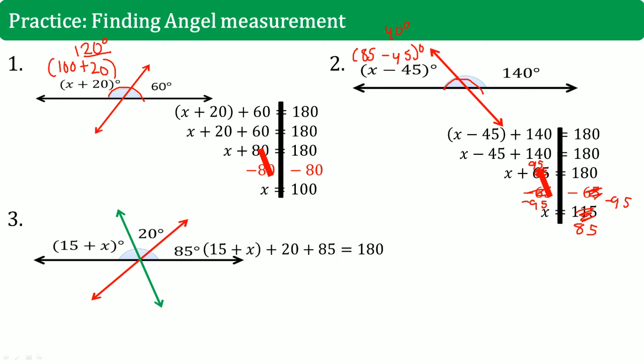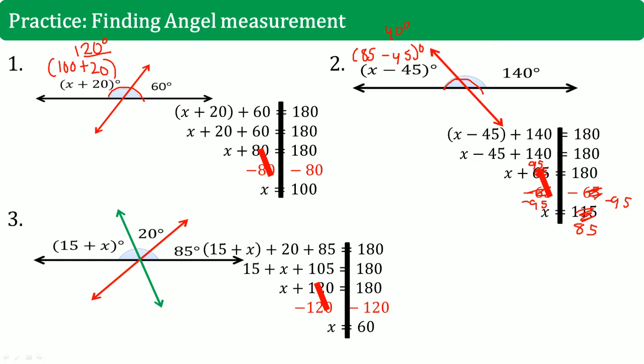Number 3, it's a linear sum. So we set it up. 15 plus x plus 20 plus 85 equals 180. Draw the line to separate the left from the right hand side. 15 was left here. I combined the 20 and the 85. Then I combined it again. 15 plus 105 becomes 120. Subtract 120 from both sides.